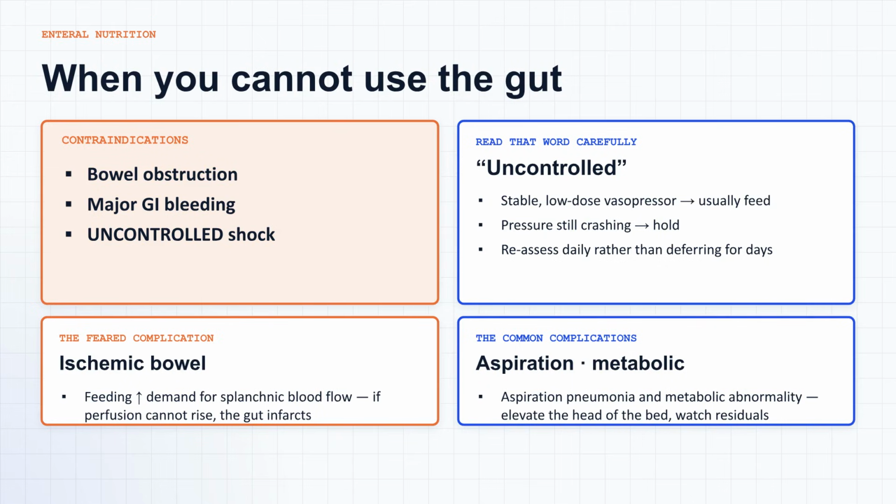And that brings us to the most feared complication: ischemic bowel. Feeding raises the demand for splanchnic blood flow. If perfusion cannot rise to meet that demand, the gut can infarct. Other complications are far more common: aspiration, pneumonia, and metabolic abnormalities.